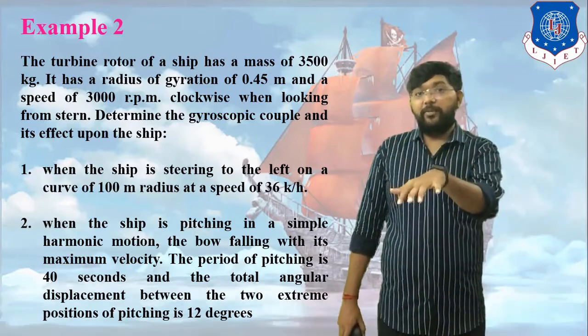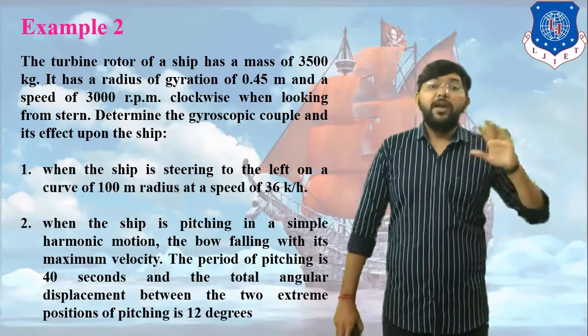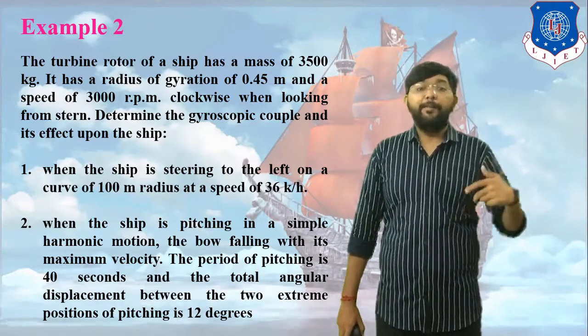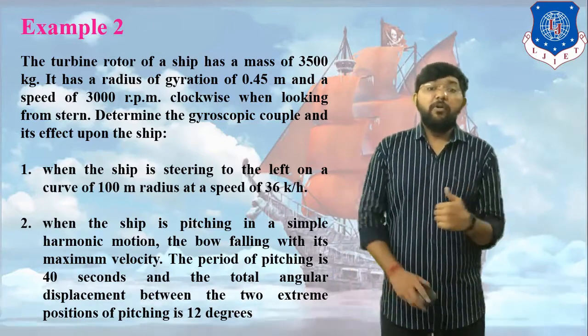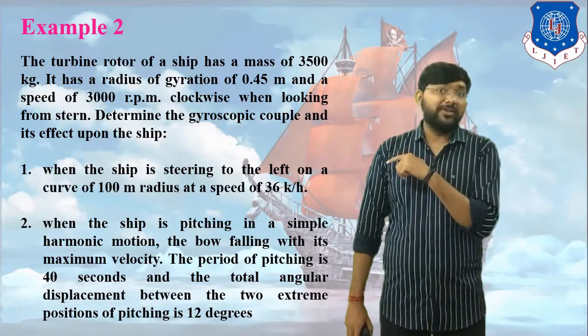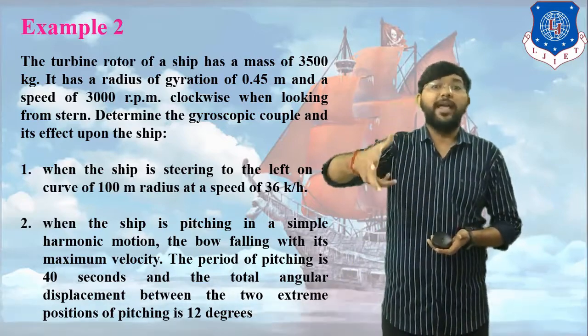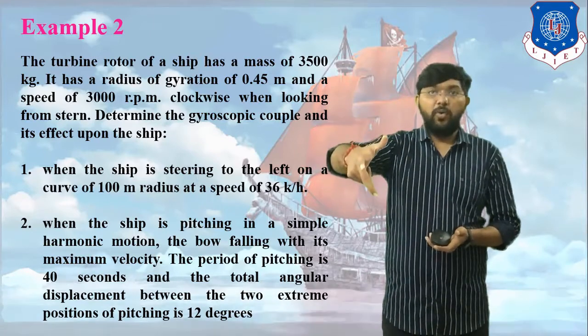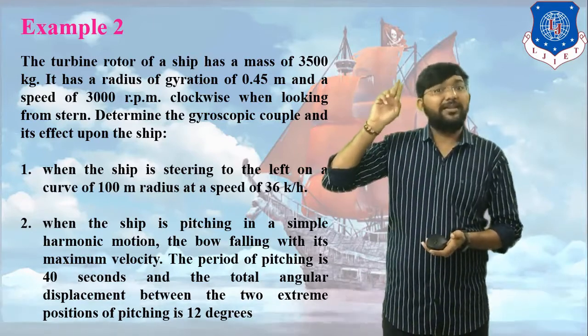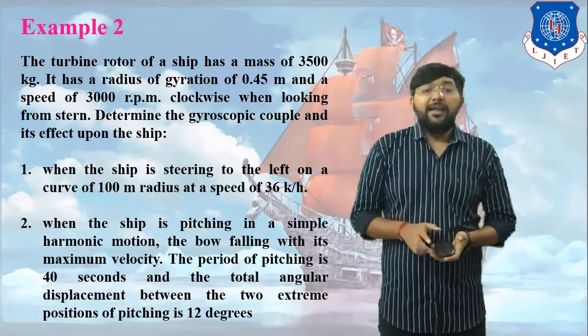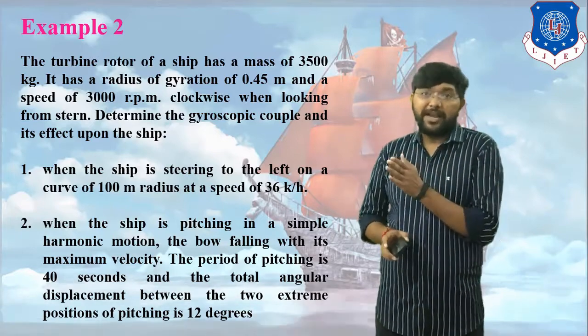This is for the steering motion. Now for the pitching motion, when the ship is pitching in simple harmonic motion, the bow is falling at its maximum velocity. Bow means the front end of the ship is falling, meaning downward direction. Ship pitches downward, so you have to remember case number 3. Clear?